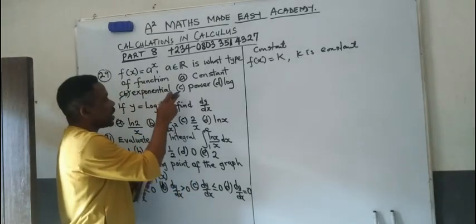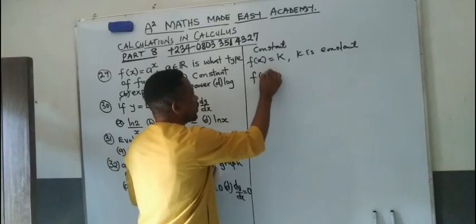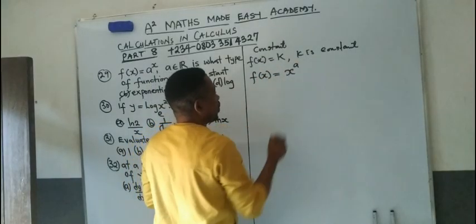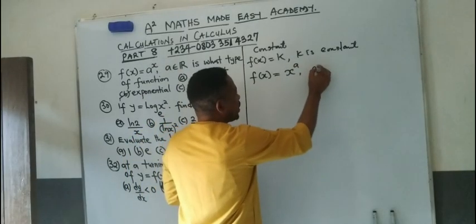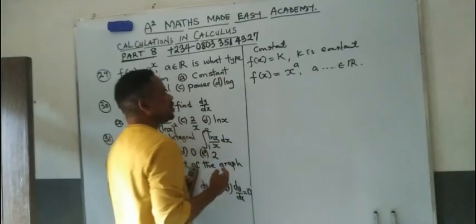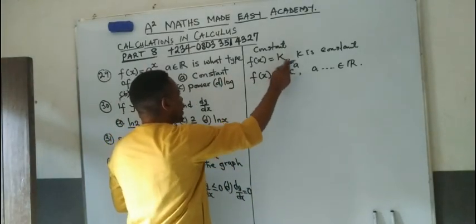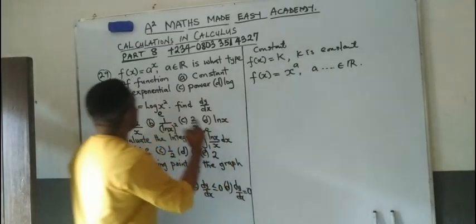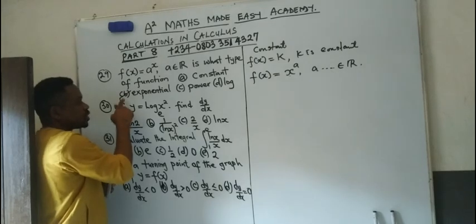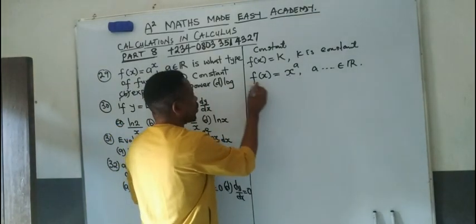Then option C says a power function. Now a power function is a function that can be represented as f of x equal to x raised to the power of a, where this a is a member of real numbers. Can you see now that the variable x is at the base, where the constant is at the power? But the situation where the constant is at the base and the variable is at the power, we call it an exponential function. While option D talks about the logarithm function.